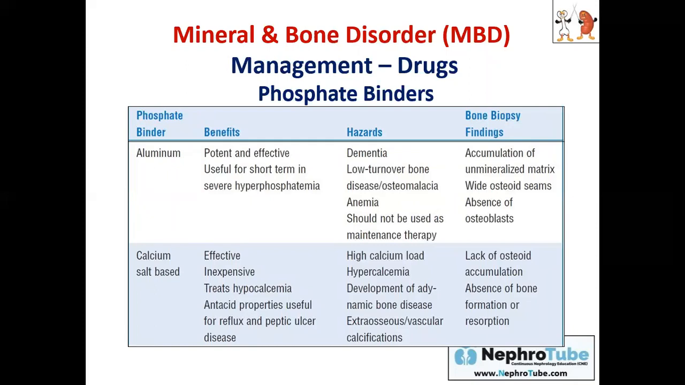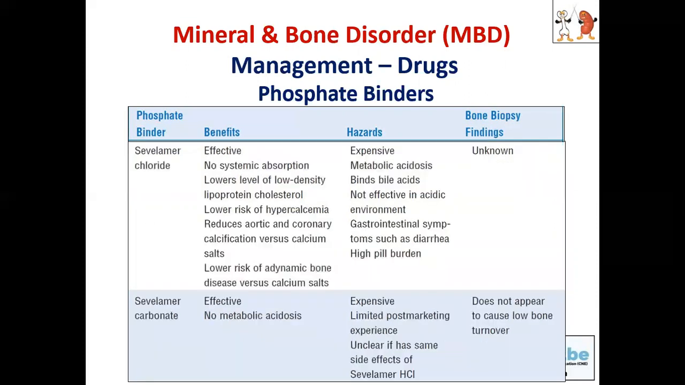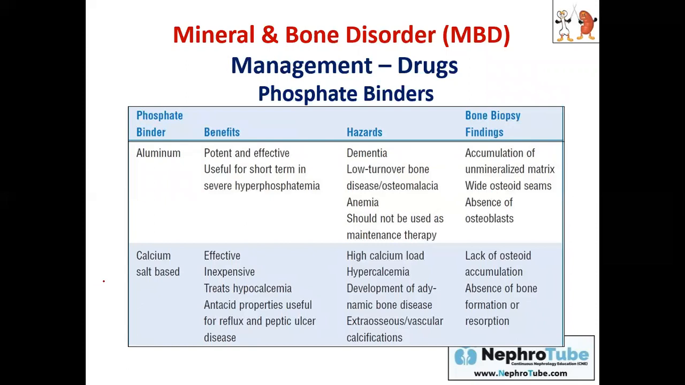Calcium salt based binders are phosphate binders. Their main component is calcium. We have calcium acetate and calcium carbonate. You can use both of them as a phosphate binder or as a calcium supplement.